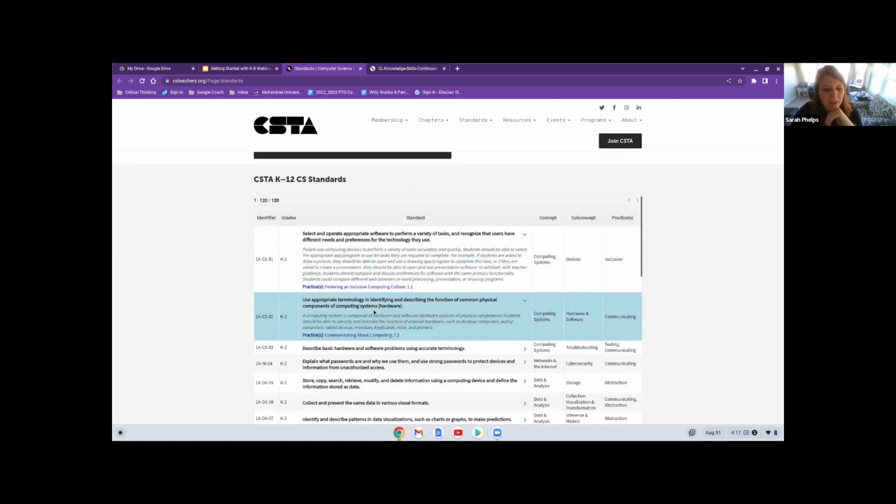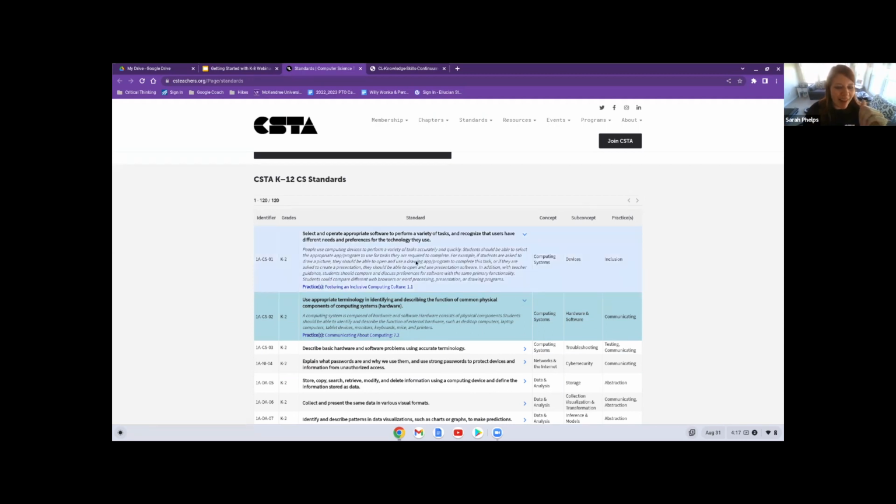What are the appropriate components of a computing system that K-2 should know? It lists them out: desktops, laptop computers, a tablet. So knowing the difference between a Chromebook and a tablet, or your mom's phone and your Chromebook at school, the keyboard of the computer, a mouse, printer. It's going to give you some specific examples of what they're talking about, and it's going to help you figure out what is age appropriate here. So the CSTA standards are awesome for that.